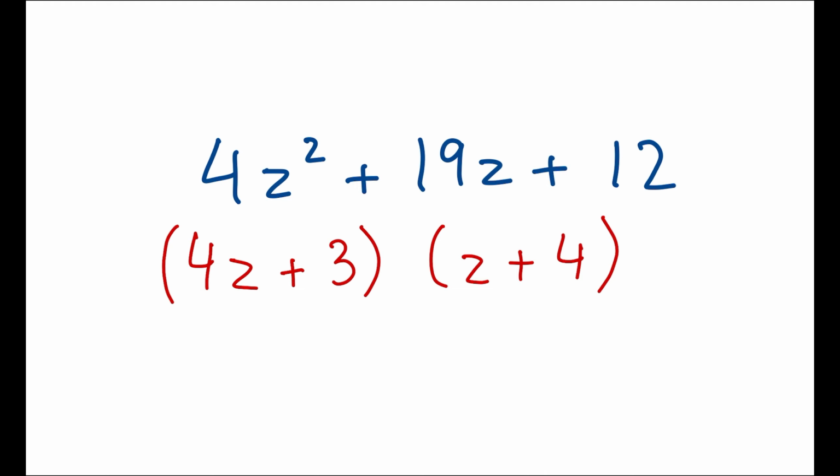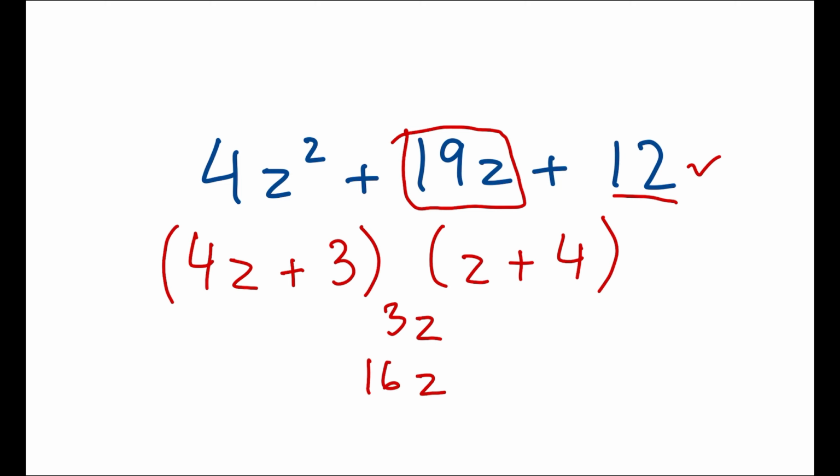Why the 4? I don't break it into 2 anymore. Because here, as you can see, to get the 12, I can get 3 times 4 is 12. So this one checks for me. Now, I'm worried about the middle number. So 3 times z will be 3z. And 4z times 4 will be 16z. And both are plus, I just put the plus here. So 16 plus 3 is 19, and the z I just bring down. So this is check for me.